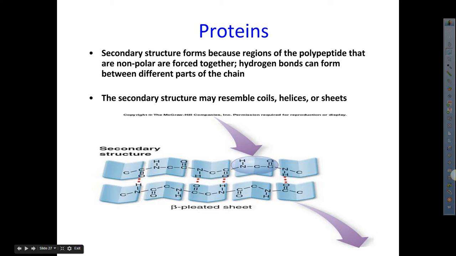The secondary structure, however, we start to get a little bit more dimension. Here we can see hydrogen bonding interacting between the different amino acids. And that hydrogen bonding can cause 2 forms, or 2 structures. Either the form that we see here called a beta-pleated sheet, or it could form an alpha helix.